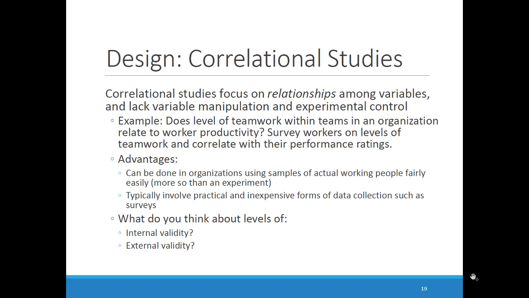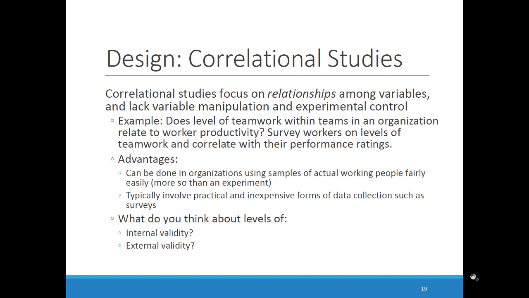But what do you think about levels of internal validity? So let's think about it. We're not manipulating anything, right? We're just asking people about their level of teamwork, and we're asking them about their productivity, or we're asking their managers about their productivity. So are there other things that could be affecting their productivity besides their levels of teamwork? You know, we don't have a lot of control in this study. We're not isolating the effects of teamwork. We're not manipulating the levels of teamwork. So our internal validity is relatively low compared to what it would be if we had an experimental design.